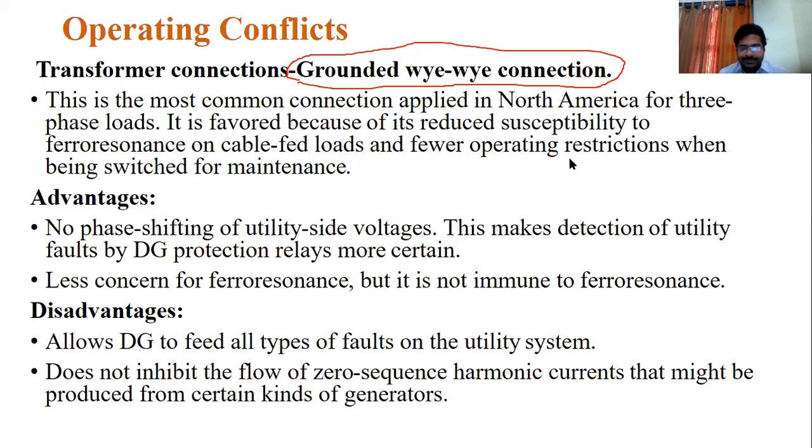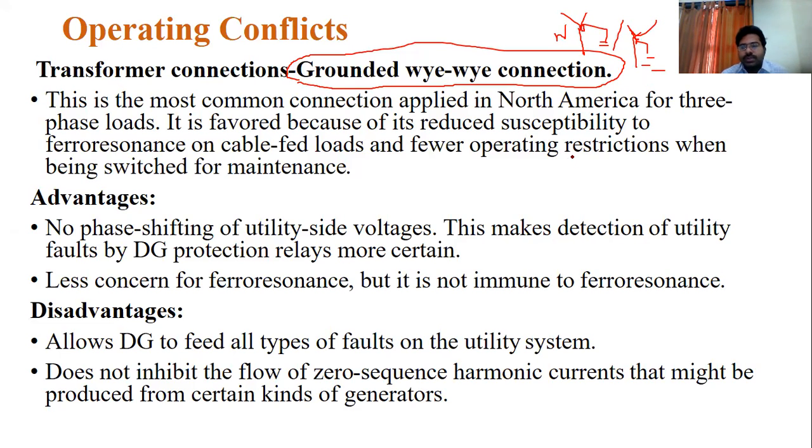Thank you. So the first connection is grounded Y to Y connection. This is a grounded connection. Now see these grounded Y to Y connections. The word grounded means this neutral point is connected to the ground. That is the connection. So what are some advantages?